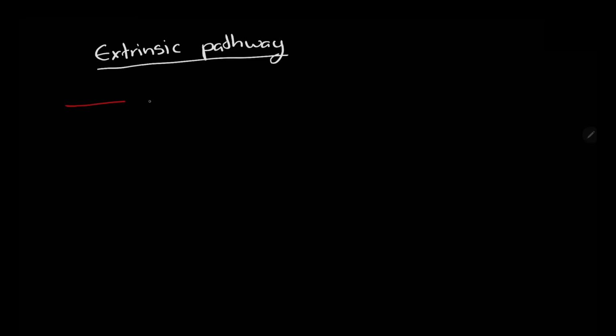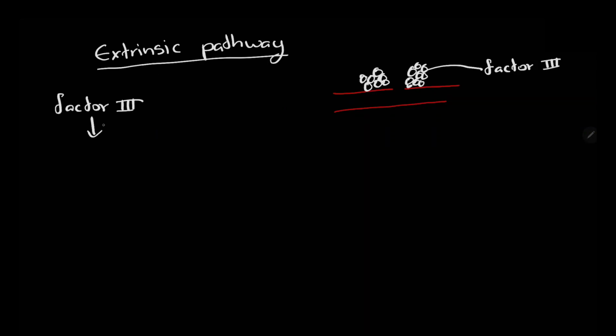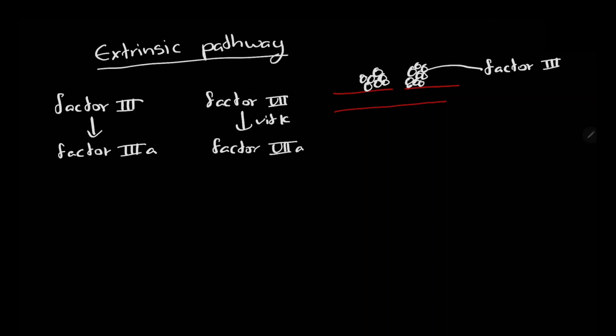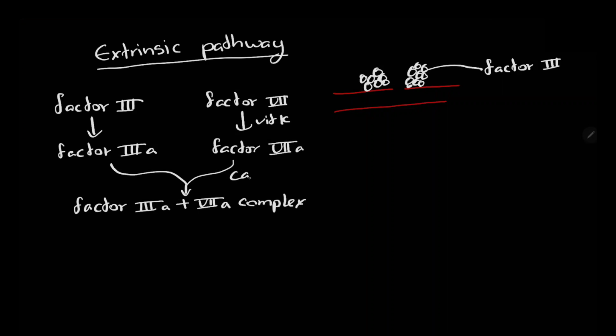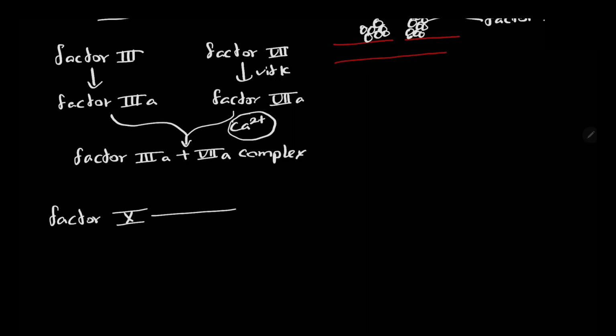Extrinsic pathway: damaged cells outside of the circulation release factor 3. As the blood vessel is also damaged, factor 3 is exposed to blood. Factor 7 is found in the blood, and vitamin K is needed for the activation of factor 7. Activated factor 7 forms a complex with factor 3. For the formation of this complex, another ingredient is needed. That is calcium. This complex activates factor 10 into the active form.